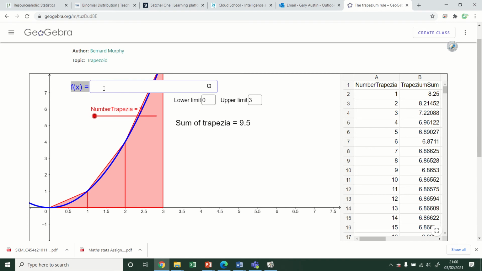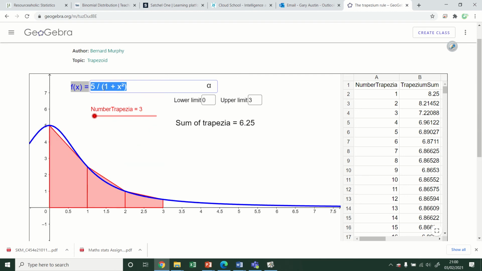Okay, let's think of an example. So I'm going to do 5 divided by 1 plus x squared. Let's see how that looks. Great, that's quite good. And I'm going to change my bounds as well. My lower limit is going to be 1, and my upper limit is going to be 5. Okay, so let's approximate the area under there.